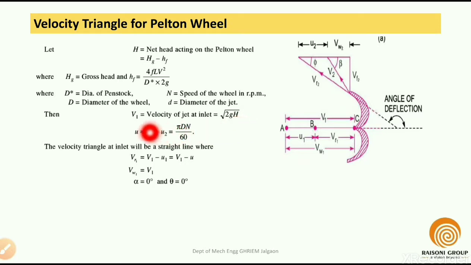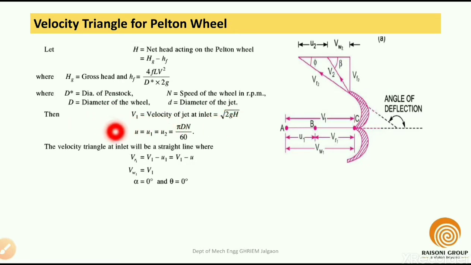So in this case, the velocity of the jet at inlet, the total net head acting on this is capital H. We have seen here it is the capital H, the net head, hence the velocity of the jet at the inlet of the tip is root of 2gH.